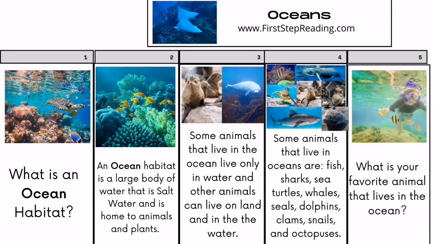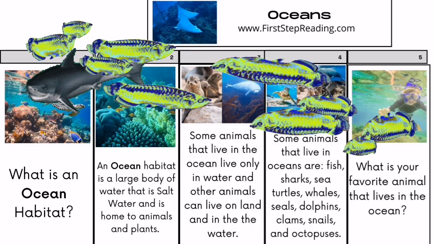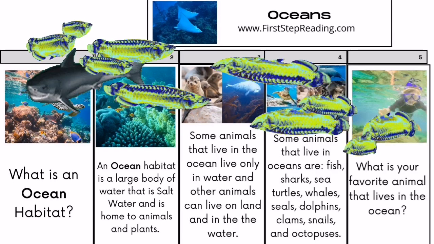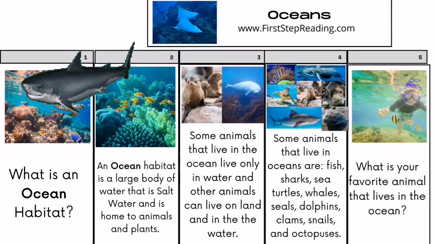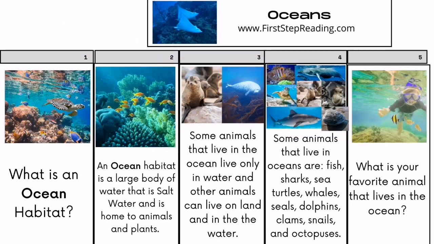And some animals have special lungs that breathe underwater. Those lungs are called gills, like sharks and fish. Some animals that live in oceans are fish, sharks, sea turtles, whales, seals, dolphins, clams, snails, and octopus. What is your favorite animal that lives in the ocean? That's a good question.